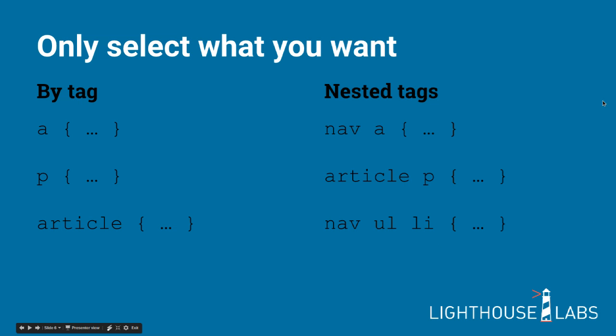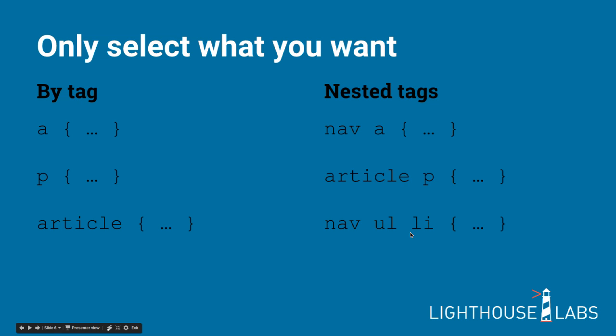Does anyone know what the UL stands for? This UL right here. Unordered list, as opposed to OL, of course, which will give you 1, 2, 3. The unordered list gives you bullets.